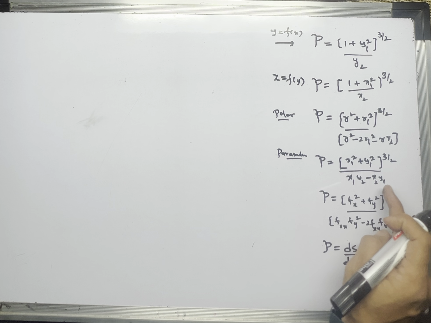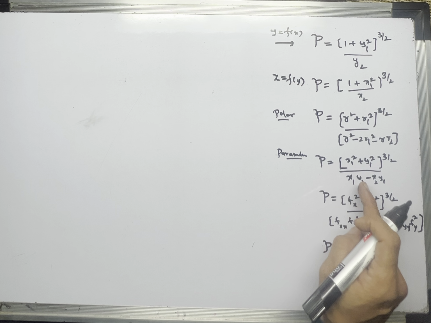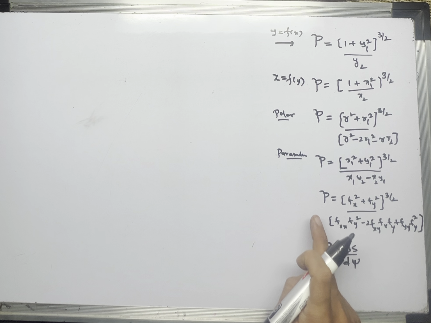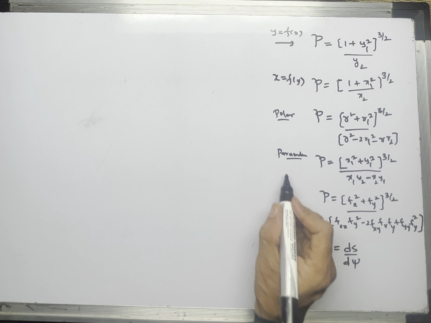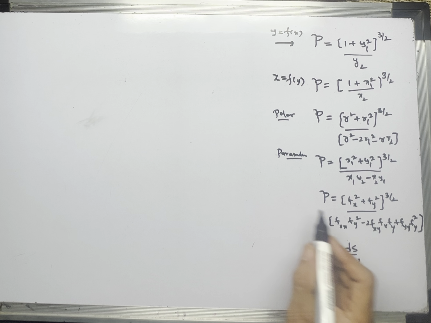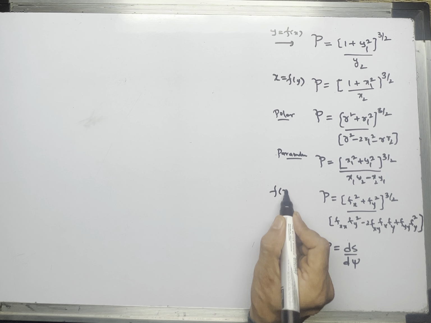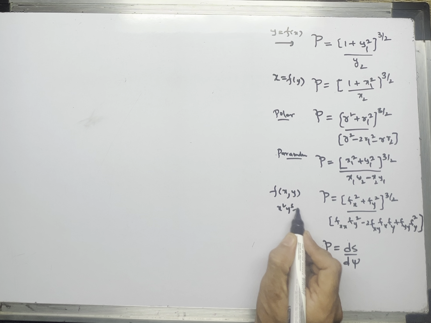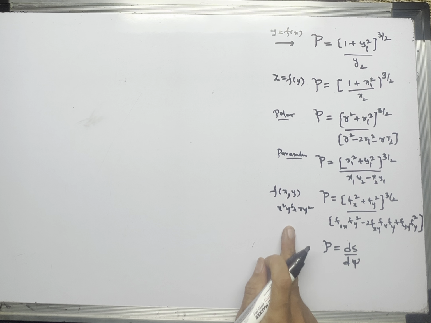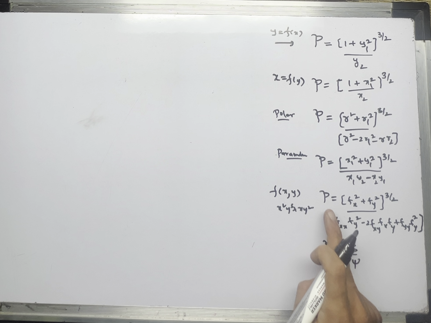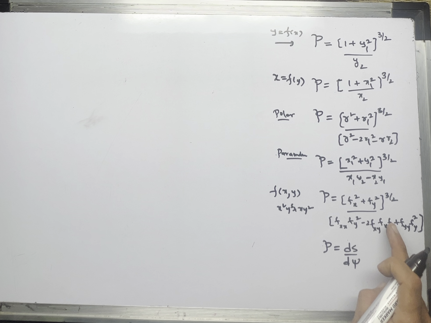When a parametric function is given to us, two equations in parametric form, that time we'll use this formula for radius of curvature. Then after parametric form, there is the formula with fx square plus fy square. This is given for an implicit function f of x comma y. If the question has x square y cube plus x y square, in that form, then we use rho equals fx square plus fy square whole power 3 by 2, and so on.